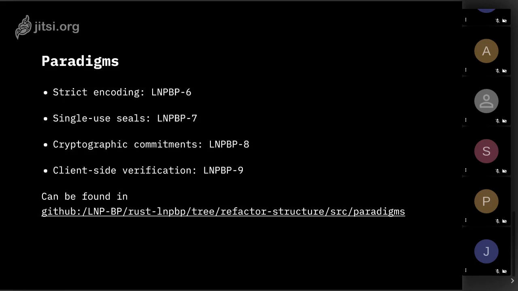Cryptographic commitments are quite a well-known cryptographic concept. We extended them a bit, creating a new concept named the embed-commit-verify scheme for cryptographic commitments. With cryptographic commitments, we are able to commit to some data, namely the state of RGB, the assets, the ownership structure, and many other things, and embed those commitments into transactions.